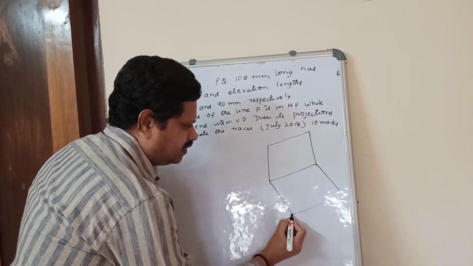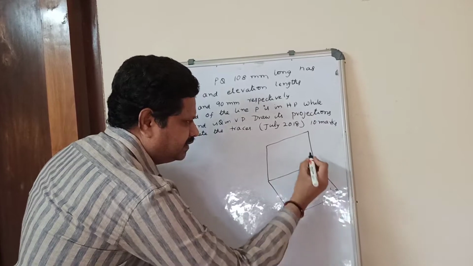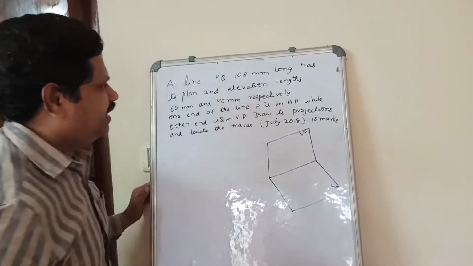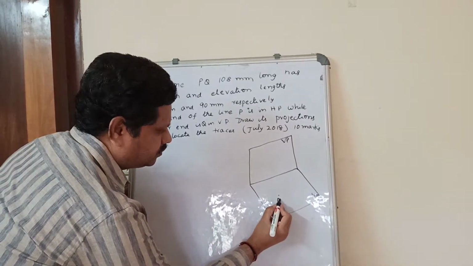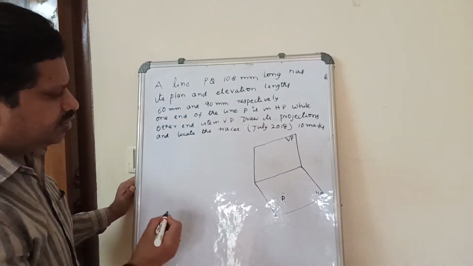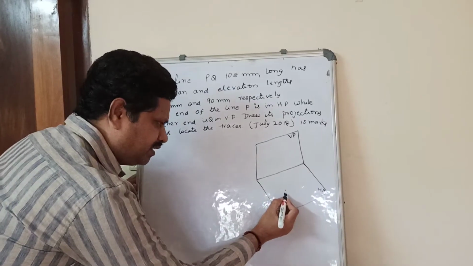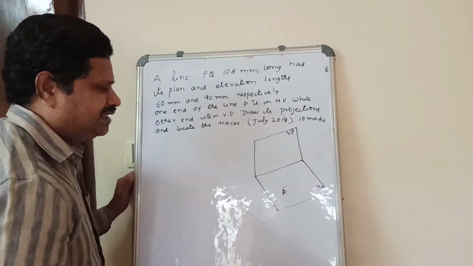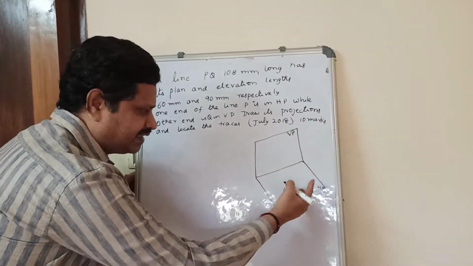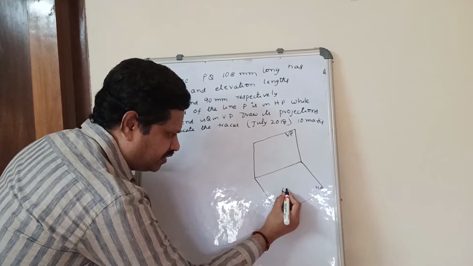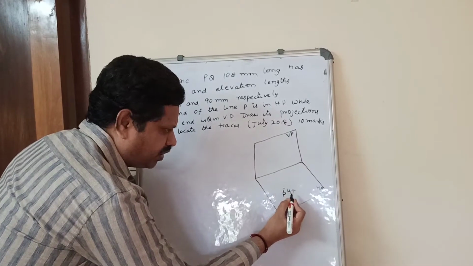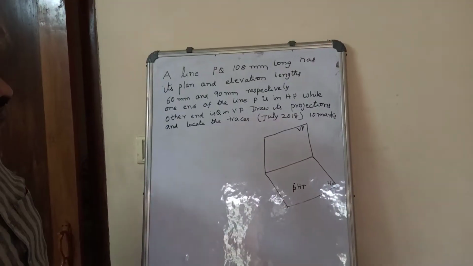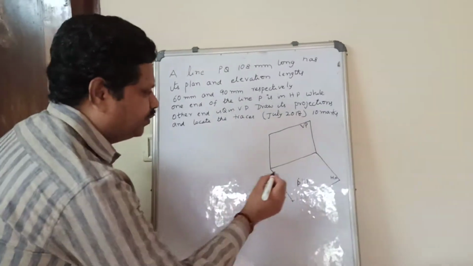So this is the horizontal plane and this is the vertical plane. One end P is in the HP, so the point P is in the horizontal plane. Then the top view will be the same point, and where the point intersects the horizontal plane is the horizontal trace. So you can locate the trace directly. The same point is the horizontal trace as well as the top view, small p.